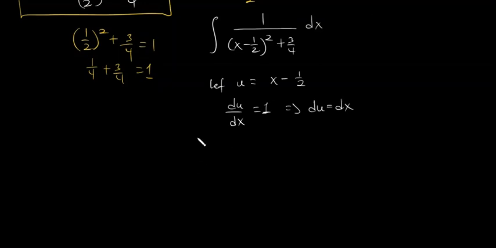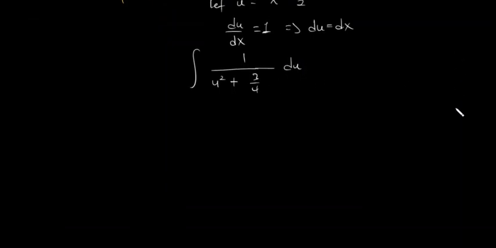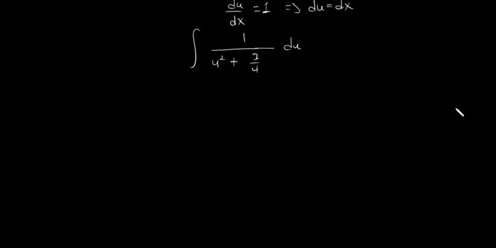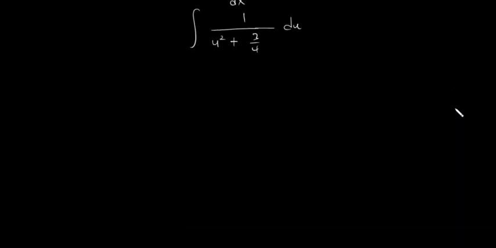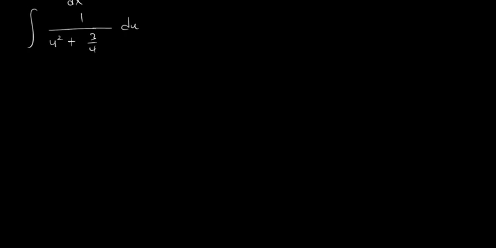Now you're going to have the integral of 1 over u squared plus 3 on 4 du. All right, so let's look at what you are going to do. I'm going to rewrite the 3 on 4 in such a way that we can raise it to the power of 2. You'll understand the reason why I'm doing that later.